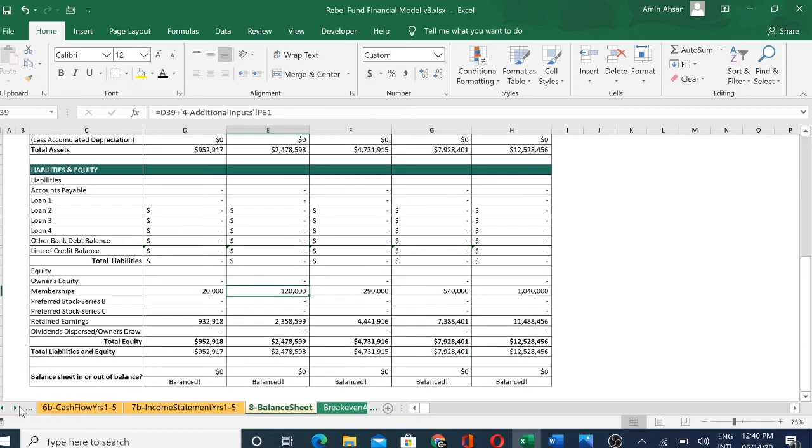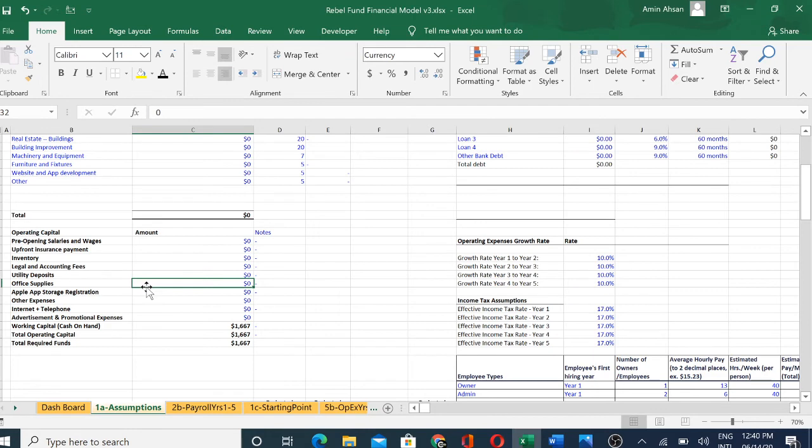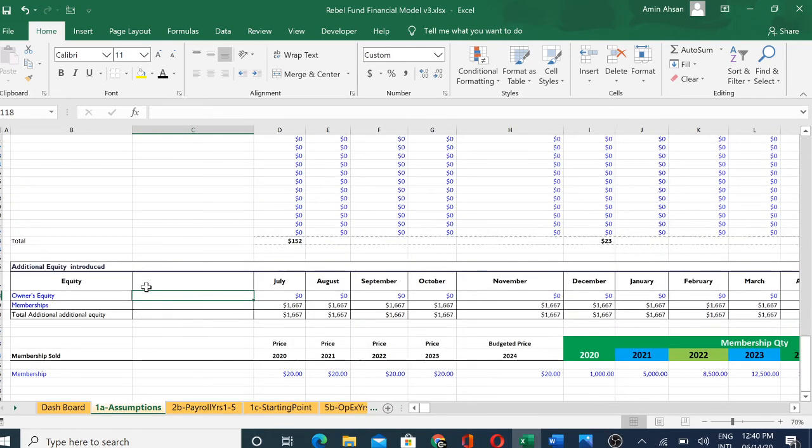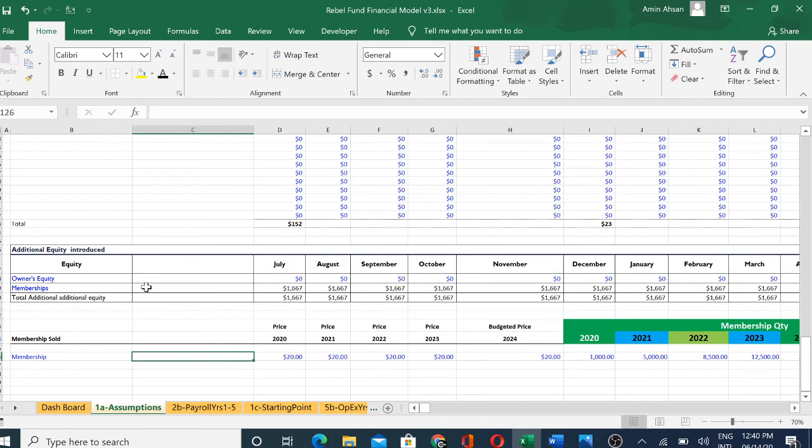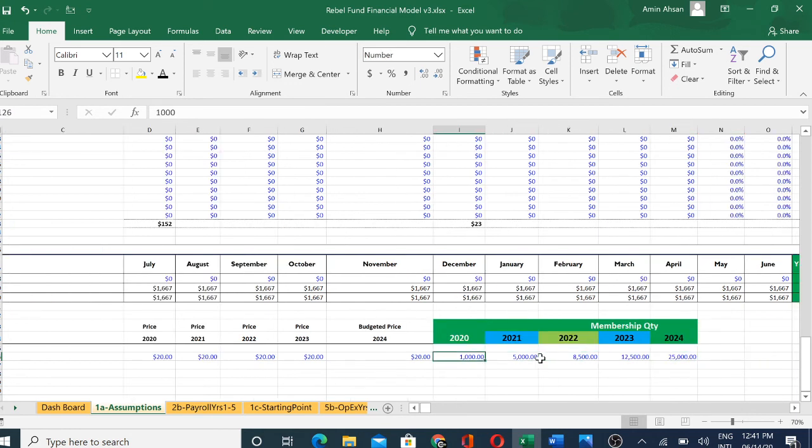Now let me show you how to enter or change these membership fees. Just go in the assumption sheet and go here. Here you can see the membership fee. You have told me that the membership fee rate is $20 per membership. So I have entered in every year that the rate is $20. If you want to change, then you can change this here for every 5 years. So these are the years. For the first year we have sold 1,000 memberships. For the second year we have sold 5,000, then 8,500, 12,500, and 25,000.